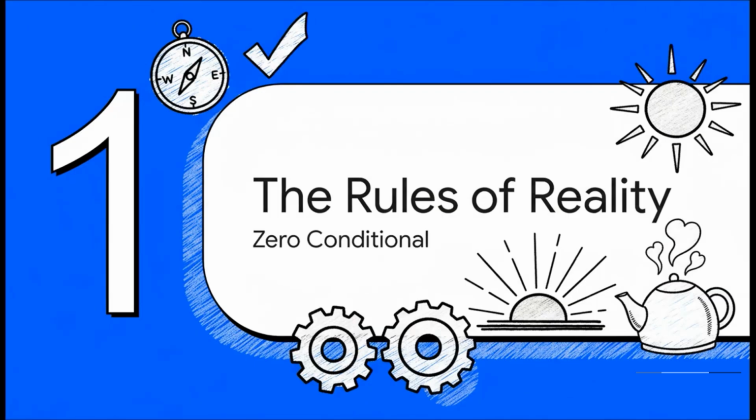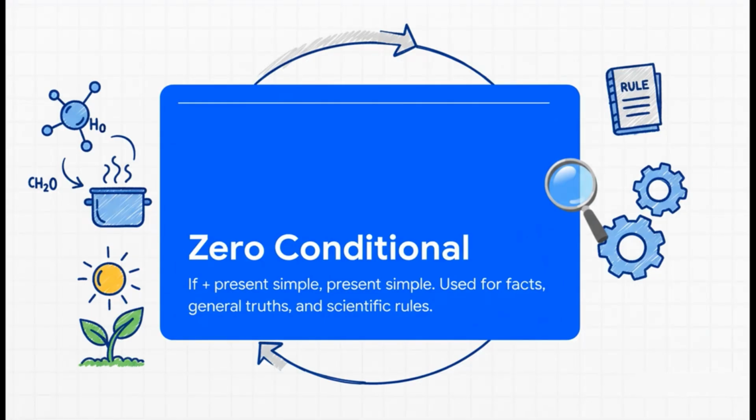Okay, so our first stop is the world of absolute certainty. This is the bedrock, the foundation for all the other conditionals. We're talking about things that are always 100% true, no exceptions. And this is the zero conditional. Just look at how simple that formula is. If plus a present simple verb and what follows? Another present simple verb. That's it. We use this for the non-negotiables, scientific facts, general truths, the basic instruction manual for how the world works.